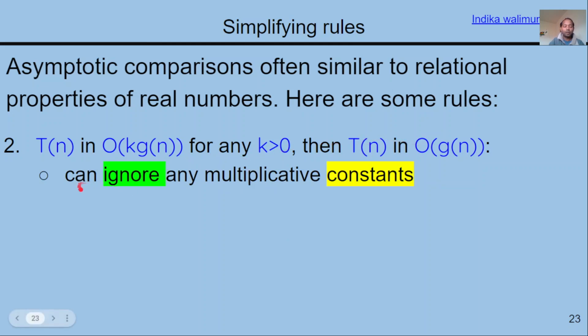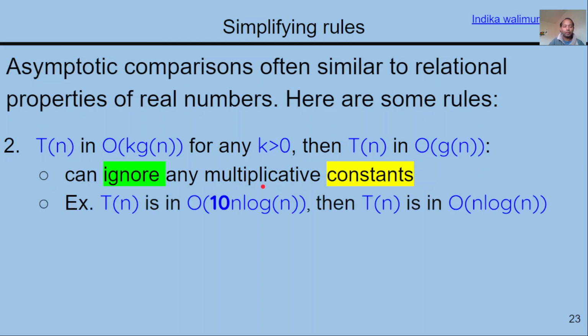Okay. So we can simply ignore multiplicative constants. What I was saying is that for any notation, this could be big omega, this could be big O, this could be small o, this could be small omega, this could be big theta as well. You can ignore multiplicative constants. For example, if Tn is in big O of 10 times n log n, then we can say Tn is in big O of n log n. So you can simply ignore these constant factors.